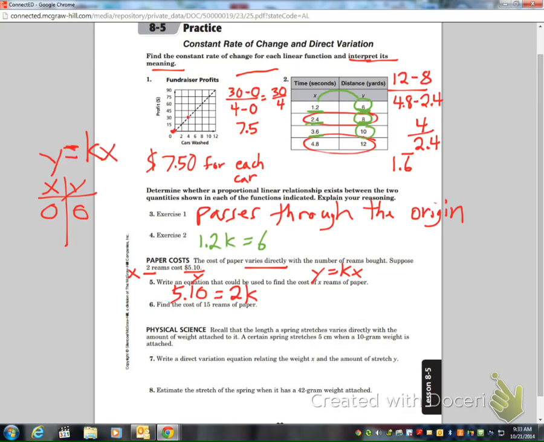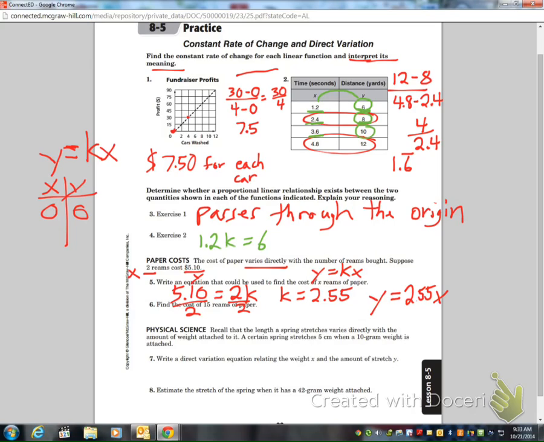Right. So my k value, if I divide through by 2 on both sides, my k value is going to be 2.55. In other words, each ream of paper costs $2.55, right? Now, the question, though, asks us to find an equation. Now I know what k is. My direct variation equation looks like y equals k times x. So y equals 2.55 times x.